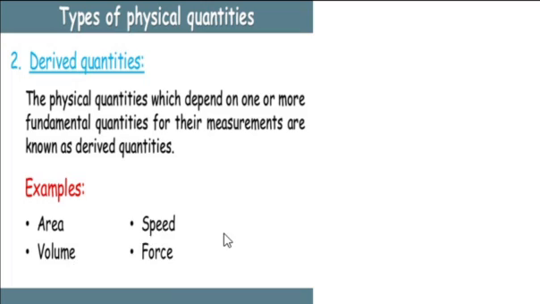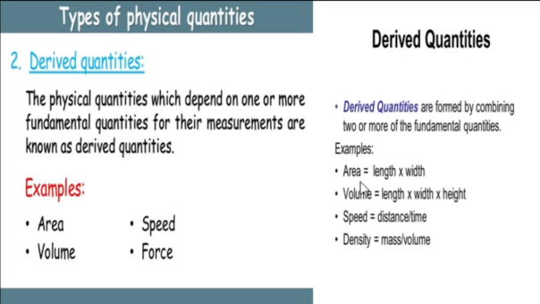How can you produce a derived quantity from fundamentals? Derived quantities are produced by combining two or more fundamentals together through multiplication or division. So you can see area is produced by length times width. Volume is length times width times height. Speed is distance over time. Density is mass over volume. So derived quantities are produced by a simple combination of two or more fundamentals using the multiplication sign or division sign.